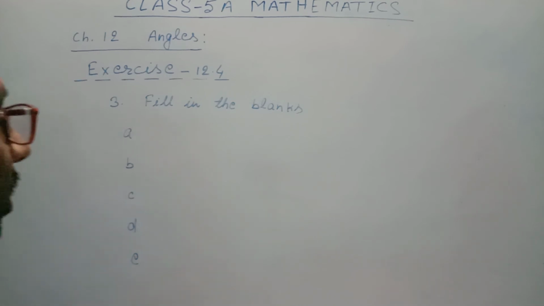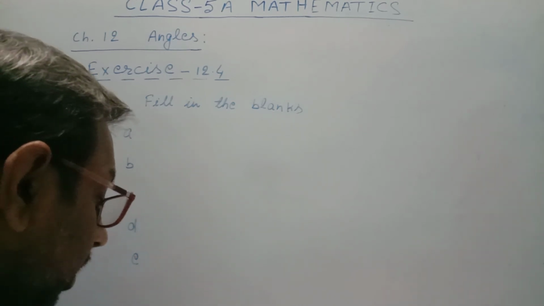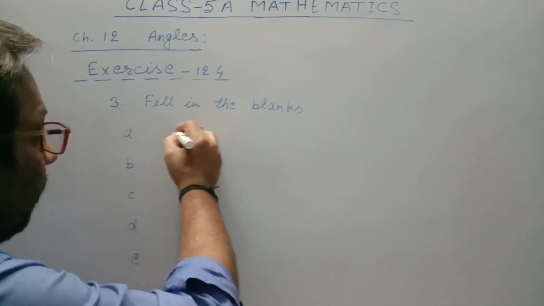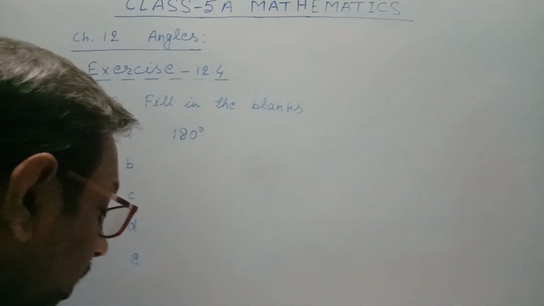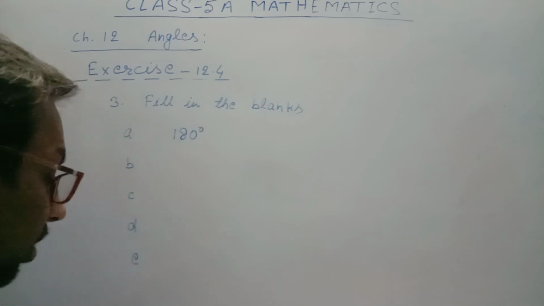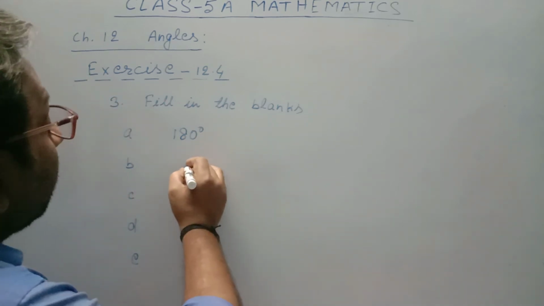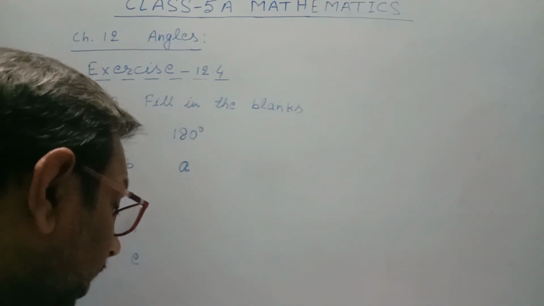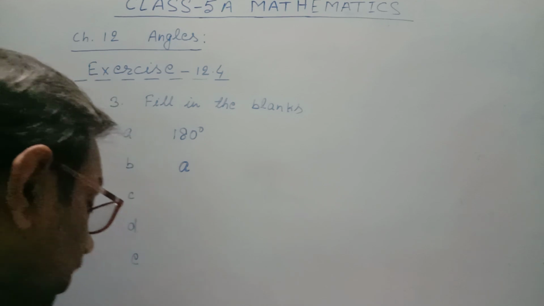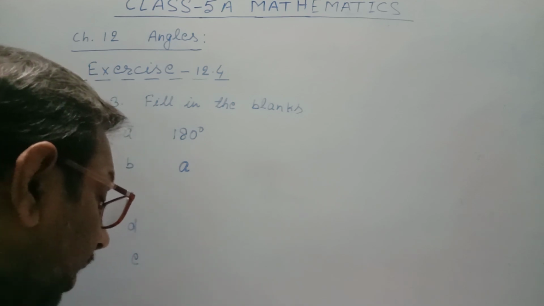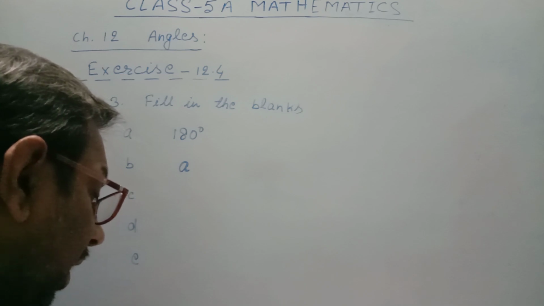In question number 3, fill in the blanks. Question A: the sum of three angles of a triangle is dash. We will fill 180 degrees. In question B, a triangle can have dash right angle at the most. Only one. A triangle can have only one right angle at the most.